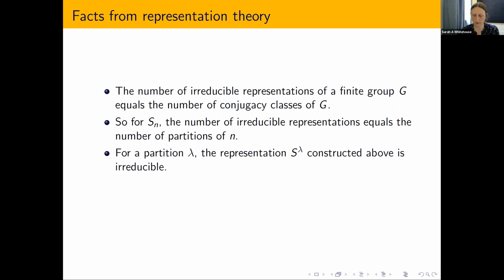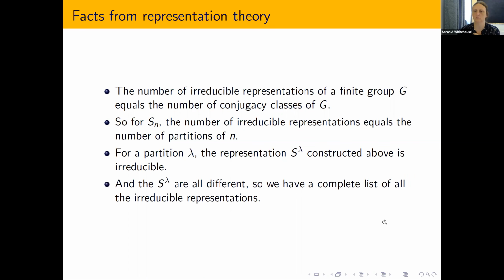And luckily, what I've just described is how to construct an S lambda, a representation for each partition. I haven't at all proved it, and in fact I haven't even properly defined what irreducible means, but it is a true fact that all these things so constructed are irreducible. So we have an irreducible for each partition, and they're all different from each other. If we take different partitions, we get non-isomorphic representations. So what we have done is construct all the irreducible representations of the symmetric group, one for each partition.